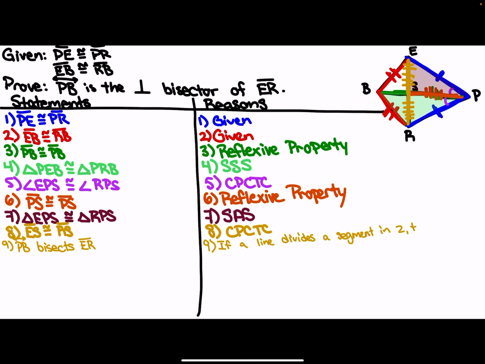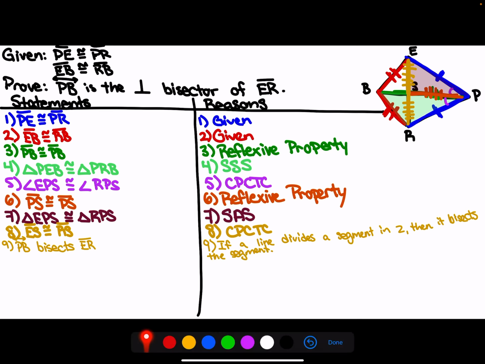So we can see that that is occurring. ER is being cut into two equal parts. From here, again, I'm going to focus on the two angles, ESP and RSP. So angle ESP is congruent to angle RSP.